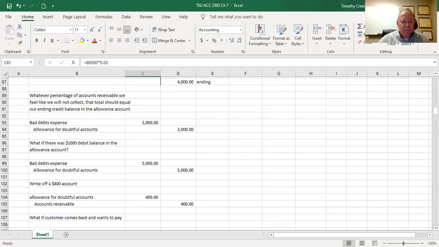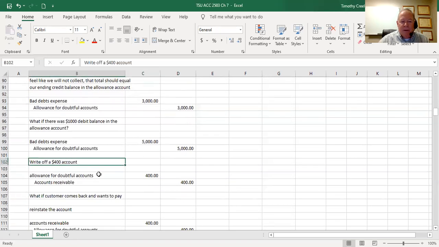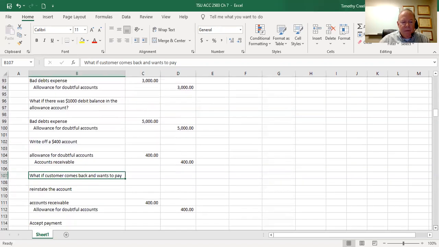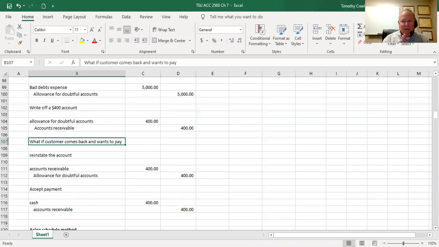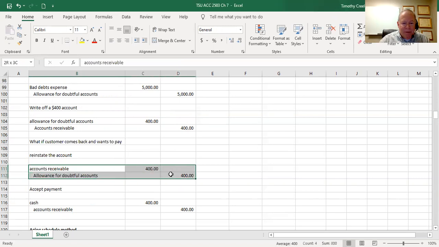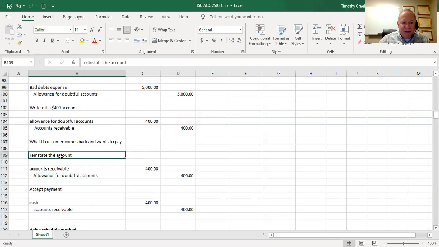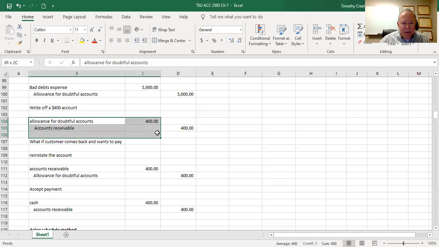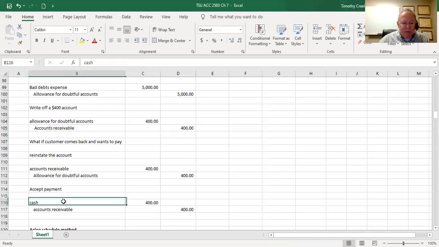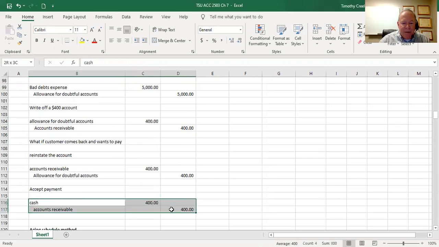Now, let's say we're going to write off a $400 account. We would handle it the same way as we did with percentage of sales. And that is, we would debit the allowance for doubtful accounts for 400. We would credit accounts receivable for 400. If the customer wants to come back and pay us later, then we would do it the same way we did under the percentage of sales. We would debit accounts receivable. We would credit the allowance for doubtful accounts. Basically, we're reinstating the account, so we're reversing what we did to write it off. And then we would accept payment. So we would debit cash and credit accounts receivable.